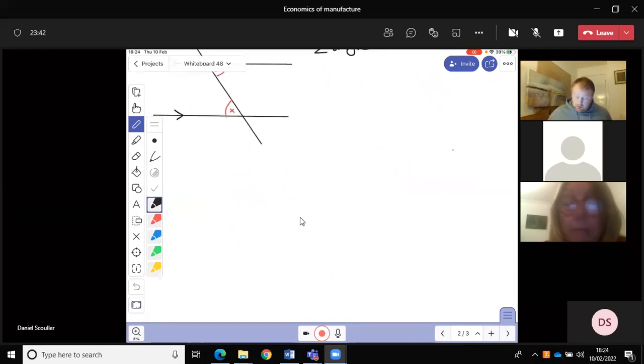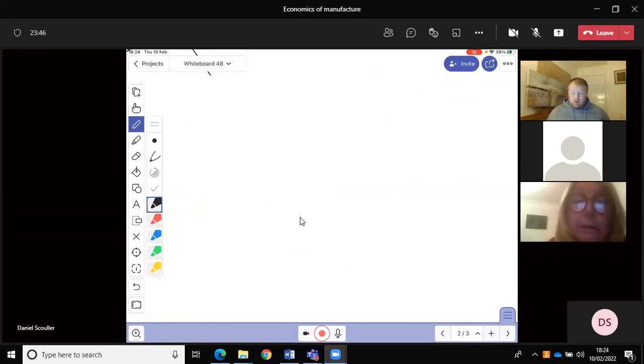Last one I want to look at, and it's going to introduce another type of triangle to the party. The isosceles type triangle. Isosceles.